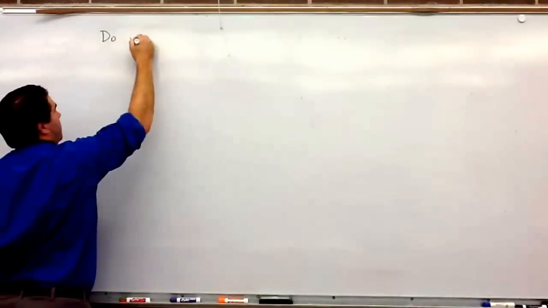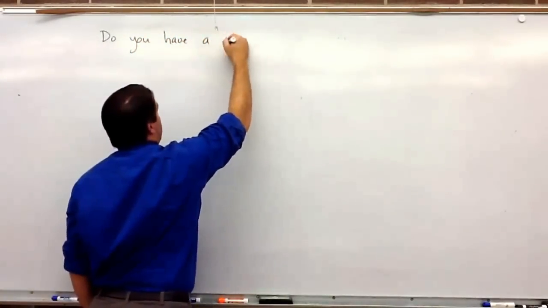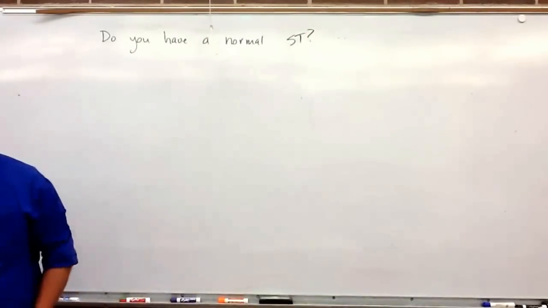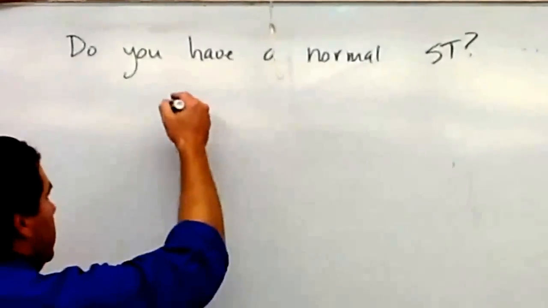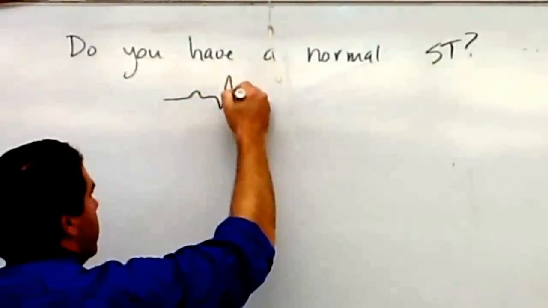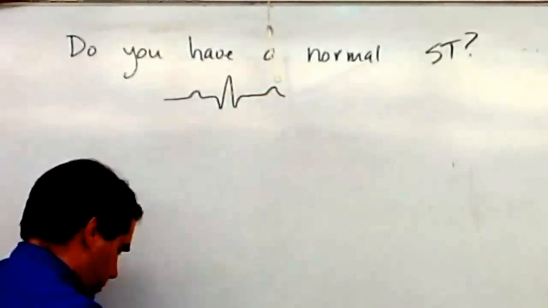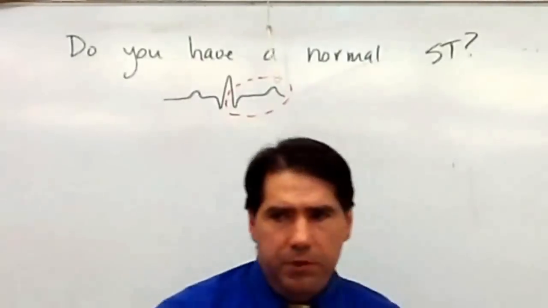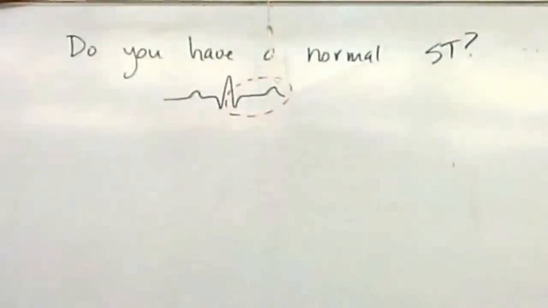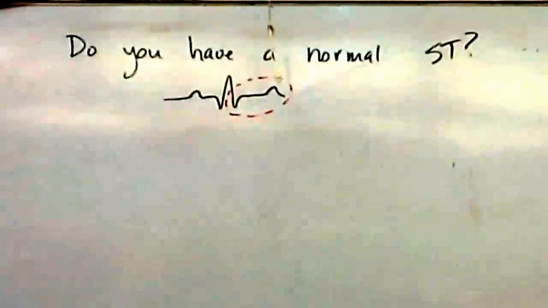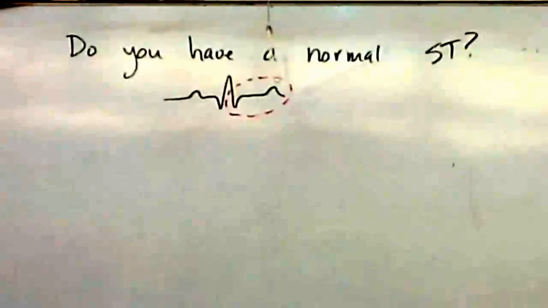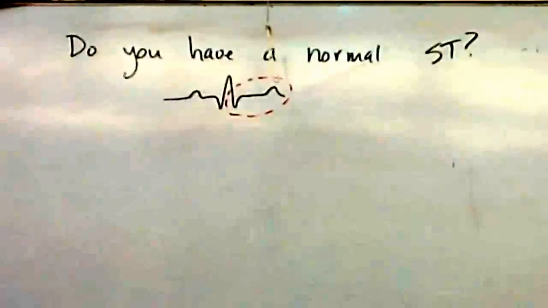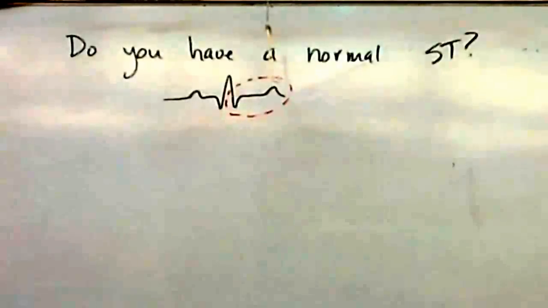Do you have a normal ST? What we're looking at here is the shape out here. To be honest, with repolarization, we're looking at repolarization essentially, and that's difficult to predict how repolarization is going to be affected. So you're really just looking for a change in repolarization. If you put somebody under stress, there's less blood flow to the heart, and repolarization is altered, that indicates there's not enough blood flow to the heart.